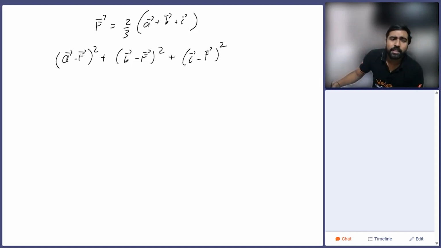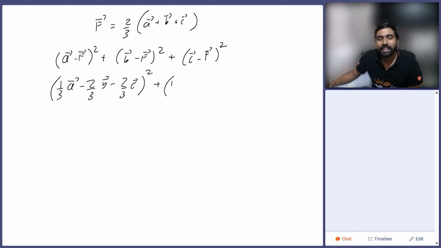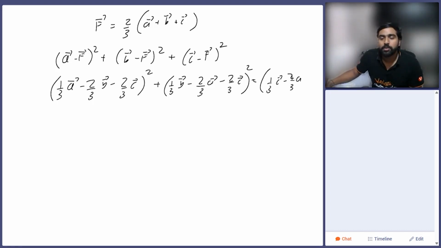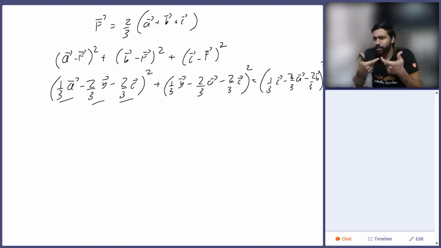So what is A minus F actually coming out as? If I subtract F from A, what will I get? Can you see this? I will get 1 by 3 A vector, because A minus 2 by 3 becomes just 1 by 3, minus 2 by 3 B vector, minus 2 by 3 C vector, whole square. Similarly, over here, I will get 1 by 3 B vector, minus 2 by 3 A vector, minus 2 by 3 C vector. And last one, I'll get 1 by 3 C vector, minus 2 by 3 A vector, minus 2 by 3 B vector, in the dot product square format. So basically it's the dot product of the vector with itself. Just observe it carefully.